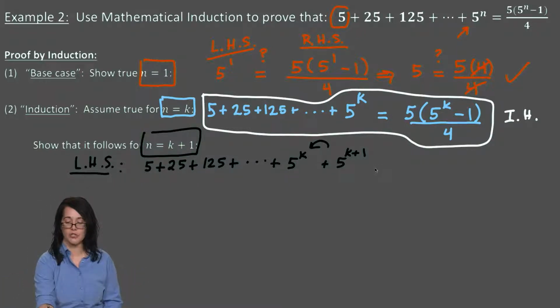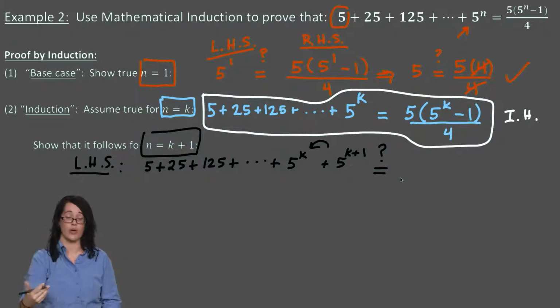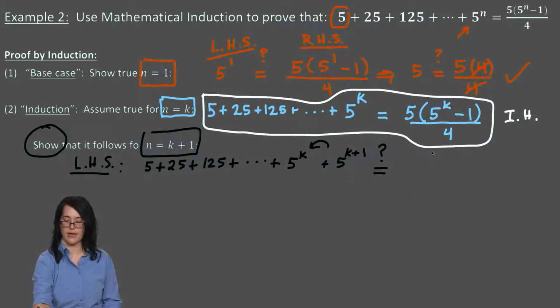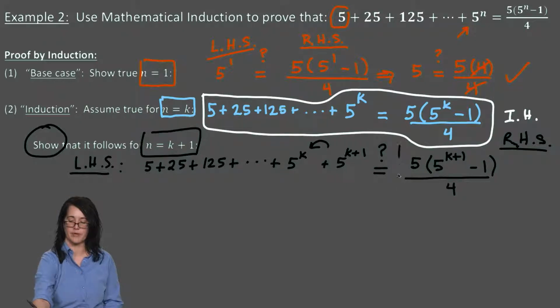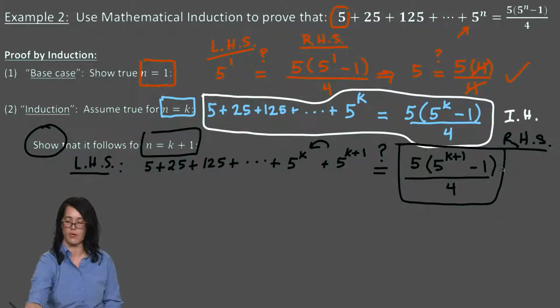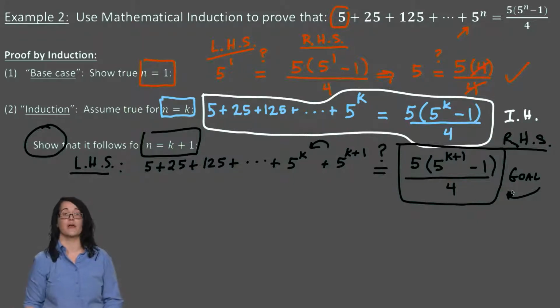Now our job is to show that this is truly equal to, so that's why I write my question mark, because I have to show it. I have to show it. That this is truly equal to the right side. So what is the right-hand side? If n is now k plus 1, the next term, it would have been 5 copies of 5 to the power of k plus 1 minus 1 all over 4. So I like to put it in a little box. I have to show, this is my goal, right? This is my goal. I need to show that the left side equals the right side.